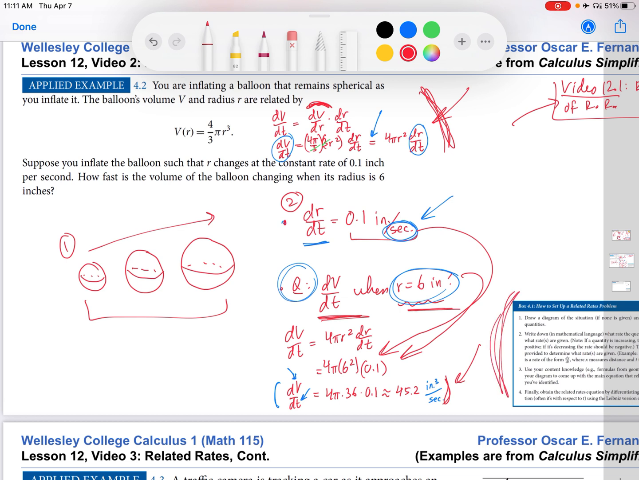So again, I encourage you to check out the previous video, which talks more about this box 4.1, or just rewind through this one and see in detail how we went through these 3 and 4 steps down here to find our related rate.